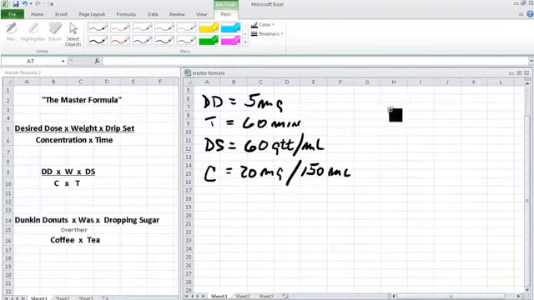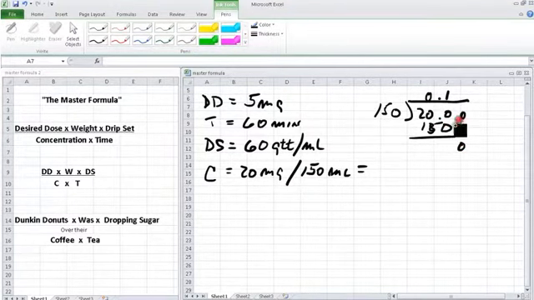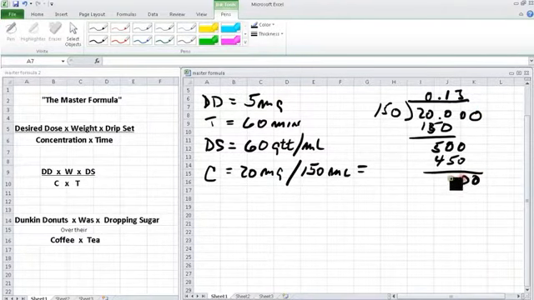All right. I'm just going to do the division over here so we can reduce it down to concentration per milliliter. 150 divided into 20. Okay, 150 goes 0 into 20. It goes once into 200. Okay. It goes 3 times into 500. And you can see this is going to be a continuing decimal. So the concentration is 0.133 milligrams per ml.